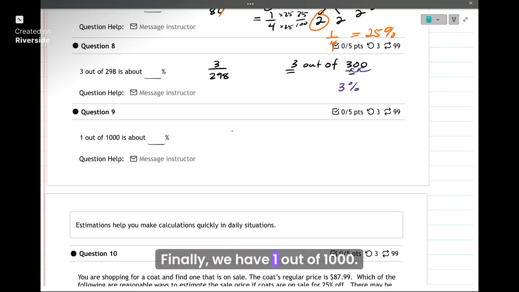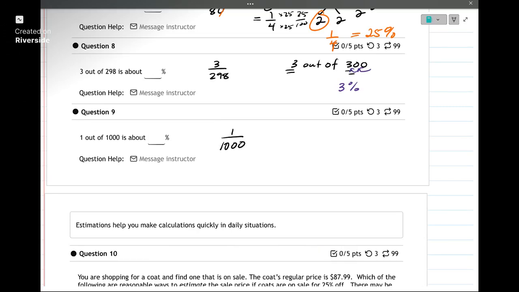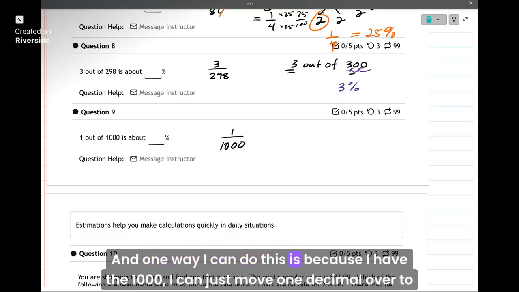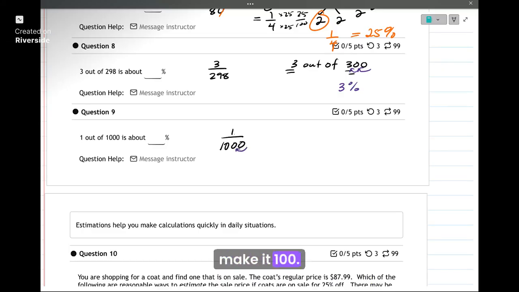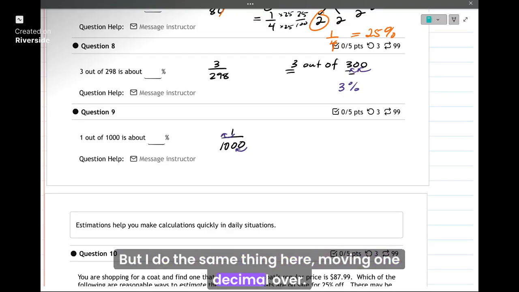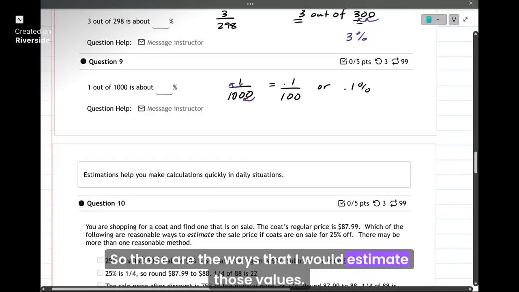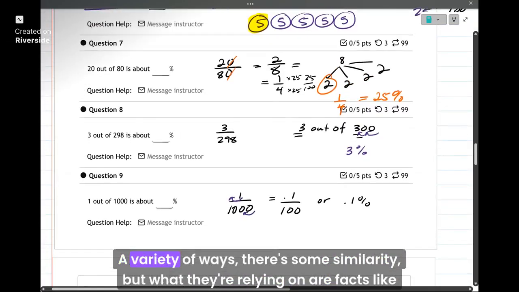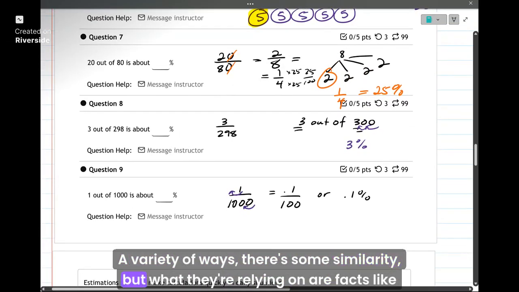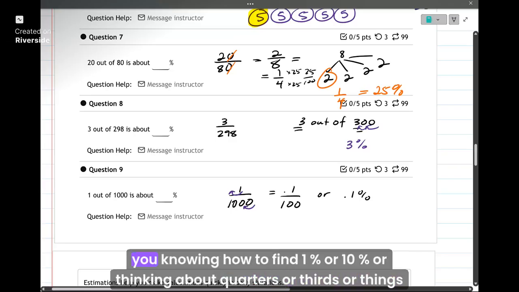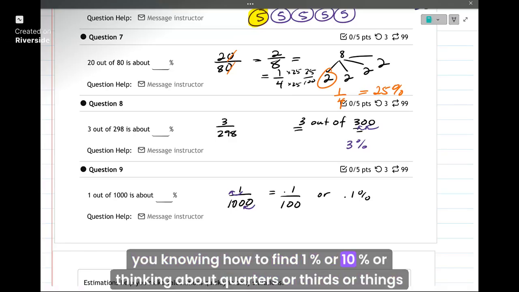Finally, we have 1 out of 1,000. And one way I can do this is because I have the 1,000, I can just move one decimal over to make it 100, but I do the same thing here, moving one decimal over. So this will be 0.1 out of 100 or 0.1%. So those are the ways that I would estimate those values. A variety of ways, there's some similarity, but what they're relying on are facts like you knowing how to find 1% or 10% or thinking about quarters or thirds or things like that.